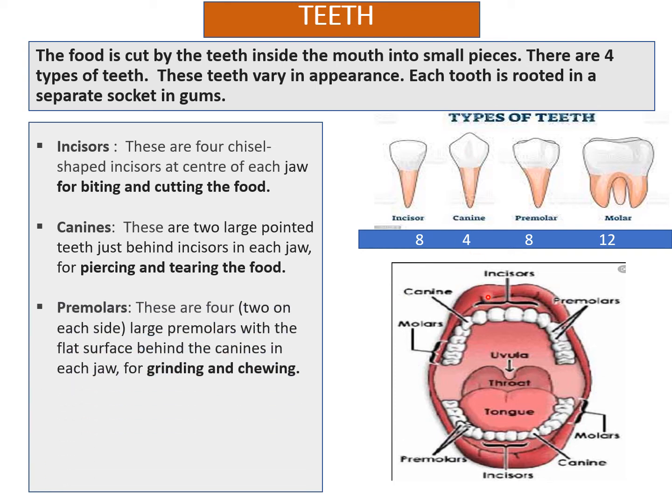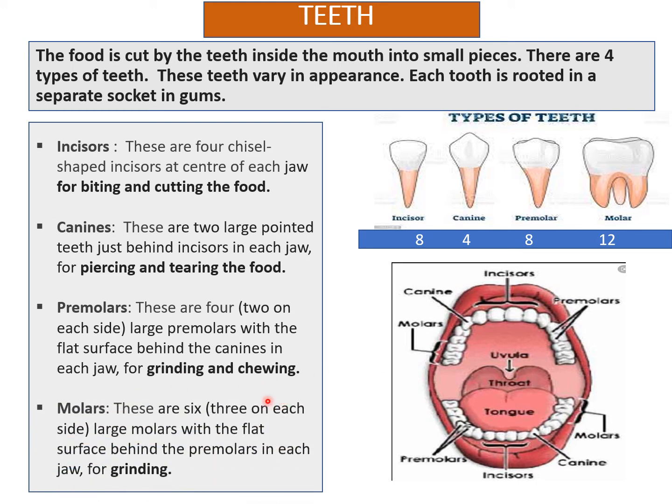And the third one is the premolars. These are 8 in number, 4 in the upper jaw and 4 in the lower jaw. These are behind the canines. So these are the premolars, 2 on this side, 2 on this side, and so on. There are 4 on the upper side and 4 on the lower side, a total of 8 premolars. These are mainly used for grinding and chewing the food.